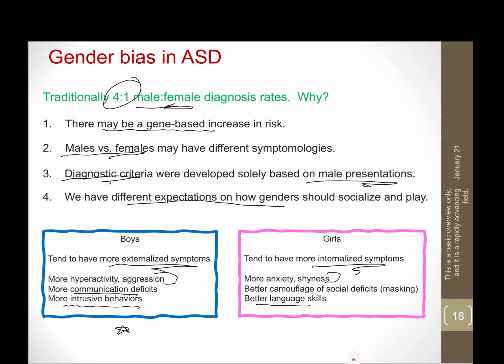Girls have these more internalized symptoms, and one thing that's really interesting is that girls tend to be able to camouflage their social deficits better. We call this masking, which is mainly just pretending. So mimicking other people's social interactions and social behaviors, even if it's not necessarily natural to the girl themselves.